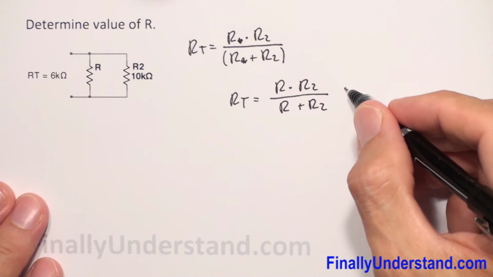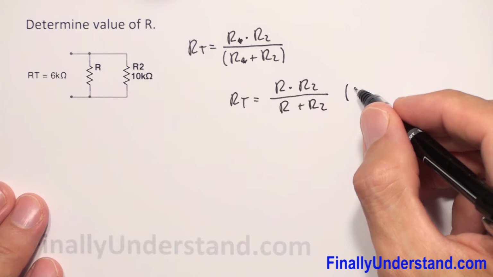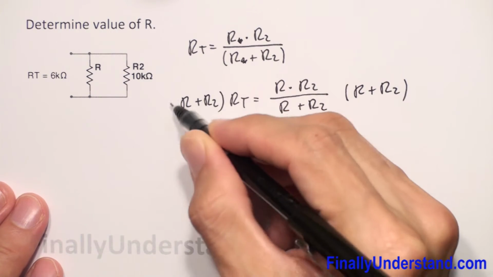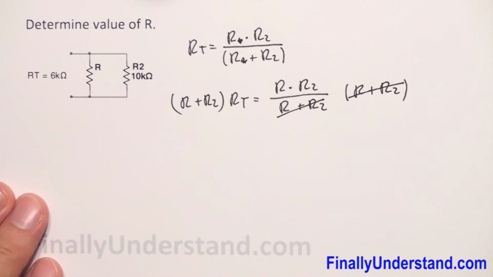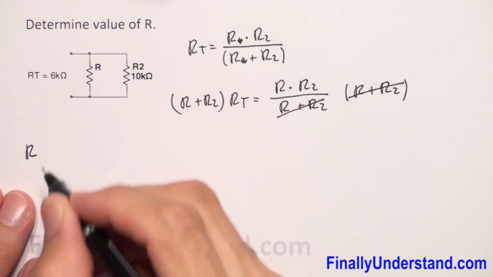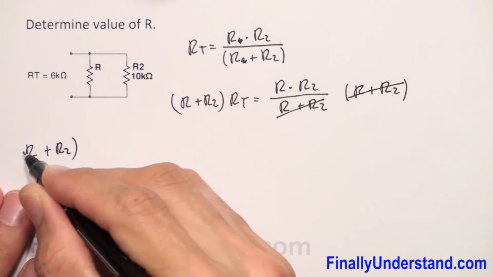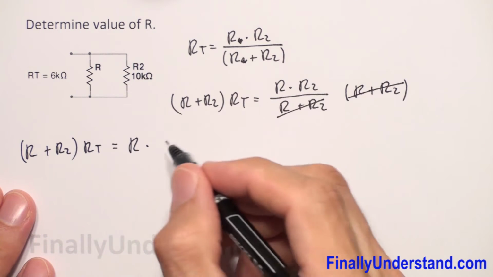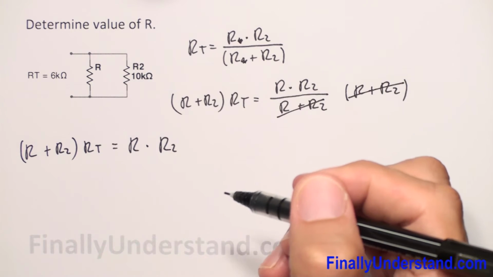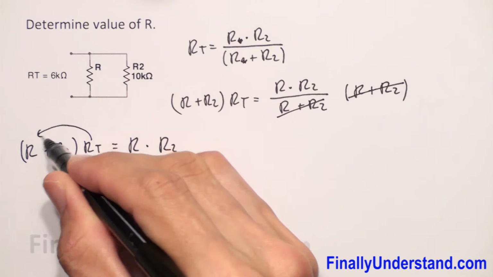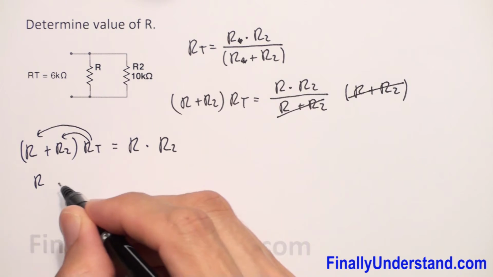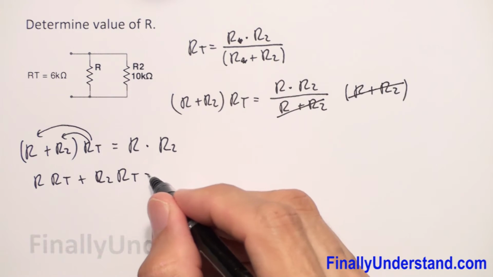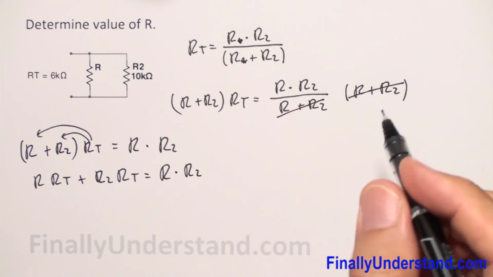In order to eliminate the fraction, I have to multiply both sides of my equation by the denominator. So R plus R2, R plus R2. The denominator will cancel out, and I have R plus R2 times R total is equal to R times R2. Next, I'm supposed to distribute R total into the parentheses. So I have R times R total plus R2 times R total. This is equal to R times R2.